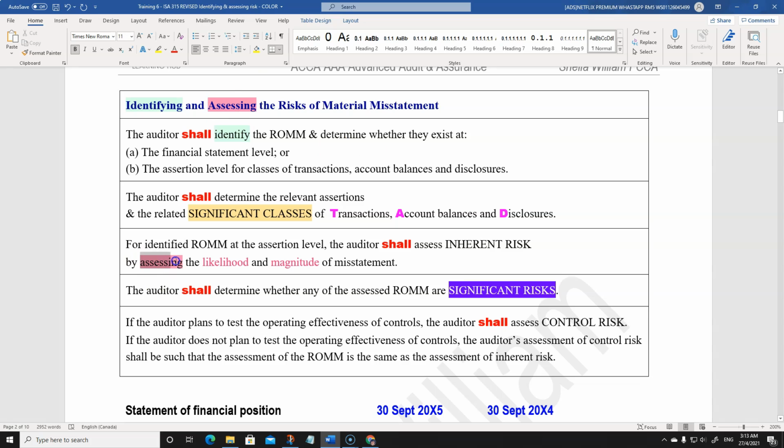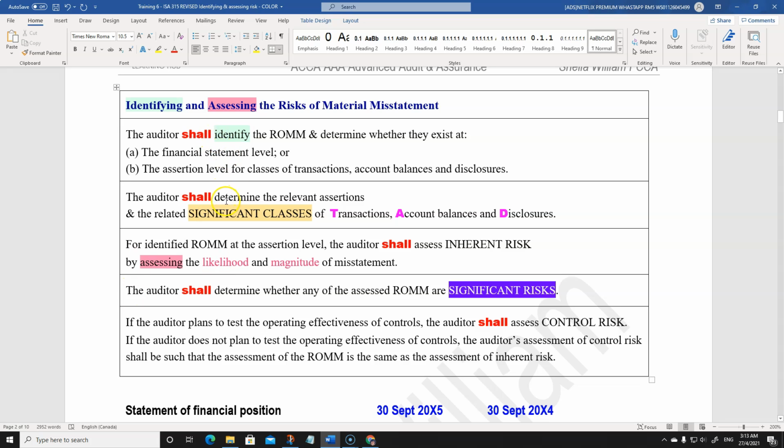Then the word assess here. So assess here is going one step further to look at the likelihood of this risk materializing and the magnitude of the misstatement, the dollar value, the size of the misstatement. All right, so there are two things, identify and assess. You have to identify first before you assess. Okay, identify is the first one.